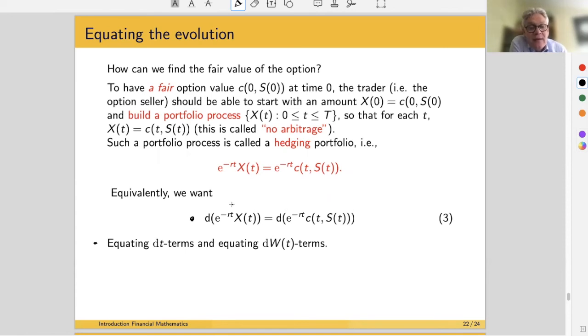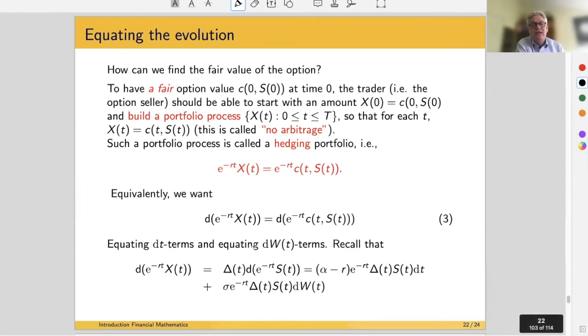And recall that the dynamics of the discounted portfolio process consisted of a dt term and a dW term, and the same was true for the discounted option value, a term with dt and a term with dW. So if we want these to be the same, that means we would need to equate the dt terms and we would need to equate the dW terms. Now, for the dW terms, this is the easiest one. Recall that we only had one term in both dynamics. So it's easiest to look at those.